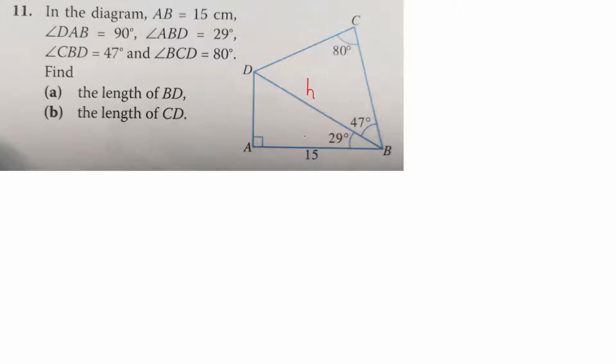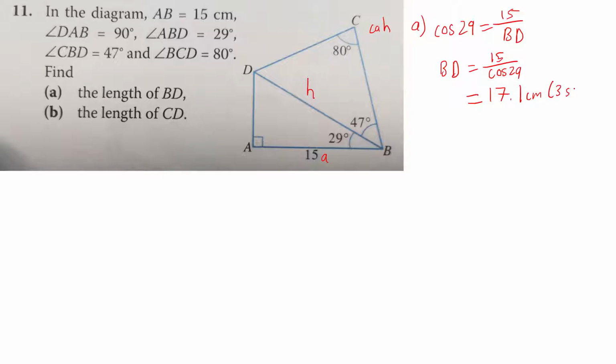So when we are given a right angle triangle, the easiest way out is to use SOH CAH TOA. So 15 is the adjacent side. We have A, we have H. So since we have A and H, we can simply use the CAH, which is cosine. So cosine of 29 is equal to adjacent, which is 15, over the hypotenuse, which we want to find, which is called BD. So BD will be equal to 15 over cosine 29, and I will get 17.1 cm, and this one is still three significant figures.